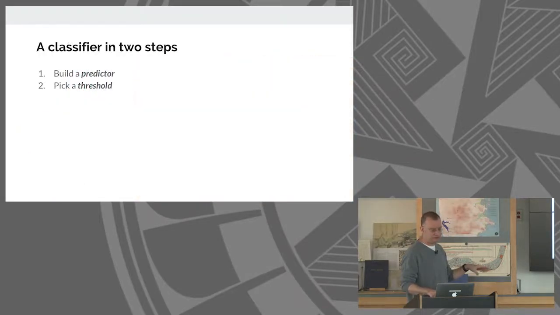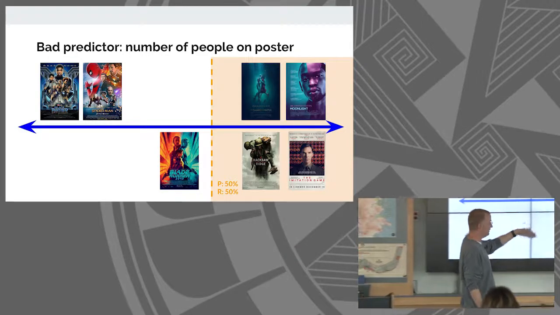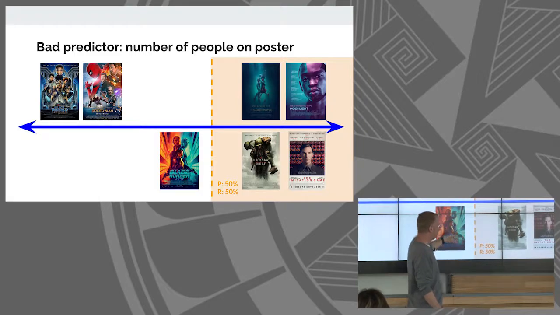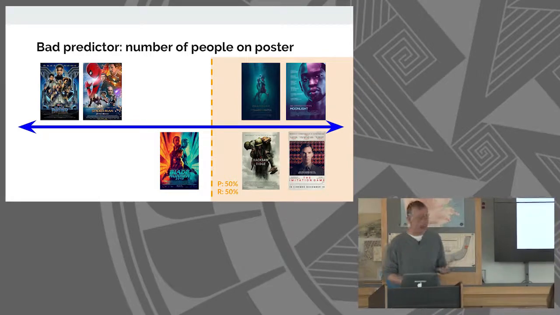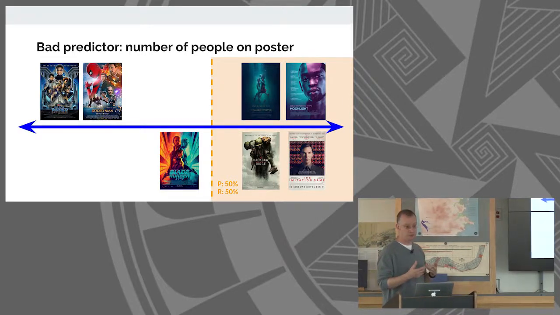So the classifier in 2 steps is that I build this predictor and then I pick a threshold. I could have lots of other predictors. A really dumb predictor would be the number of people on the poster, right? I wouldn't expect that to convey any useful information, and in fact, it doesn't, because if I make that, you can see that a lot of bad choices are right here near the front. So if I cut off here, I get worse precision and worse recall than I did in the first case. So the point I'm making here is that the predictor itself plays a big role in this.